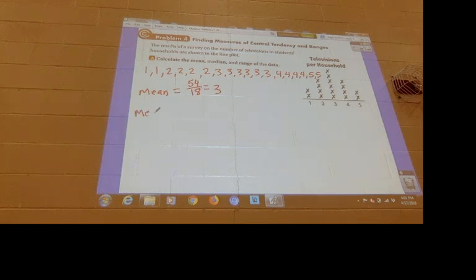My median, you figure the median out? Median falls in the middle of two numbers again. It's 3 and 3, divided by 2. So my median is 3. What else do they want? The range. What is my range in numbers? 5 minus 1 equals 4. There's my range.